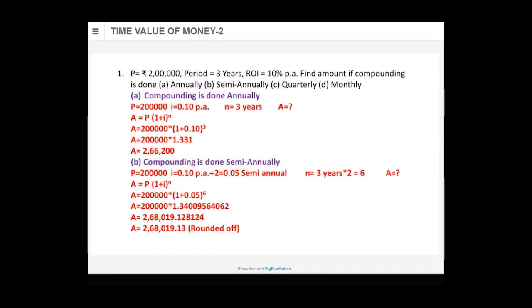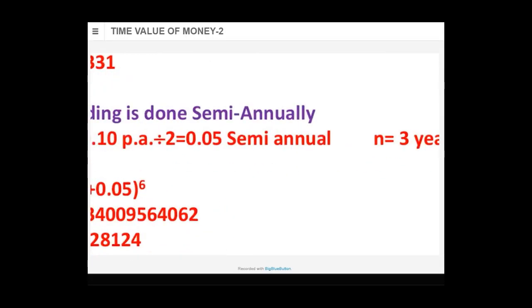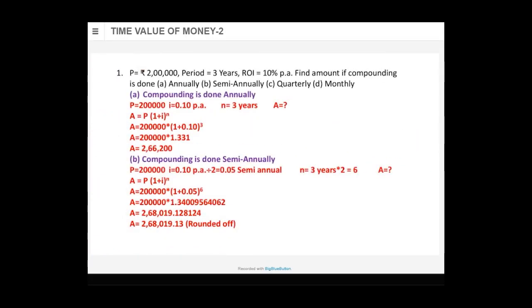That's the division sign. Okay. Anyway, so it is divided by 2, 0.05, and then number of years 3, but half yearly. So my n becomes now 6. Half yearly 6 times, in 3 years half year will come 6 times, so 6, and then solve it, and I got the answer as 2,68,019.128124.